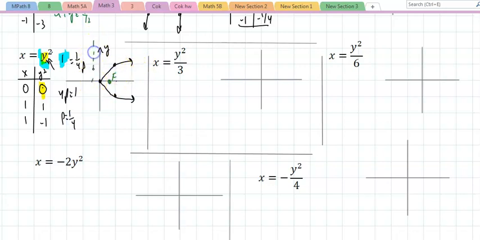the directrix is the opposite side because the parabola can never cross the directrix. So the focus would be, in this case, at x equal 1/4, y equals 0, and the directrix will be not y, it will be x equal -1/4.